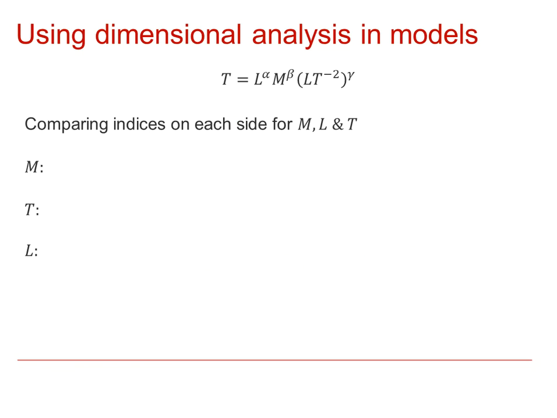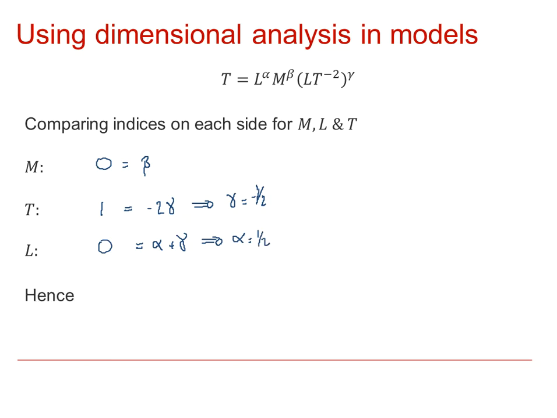Comparing the powers on each side of the equation, M on the left hand side is 0, on the right hand side beta, so beta must be 0. For T we've got 1 on the left hand side, and on the right hand side minus 2 gamma, and therefore gamma must be equal to negative 1/2. And finally for L, 0 is equal to alpha plus gamma. So if gamma is negative a half, that means that alpha must be equal to 1/2.